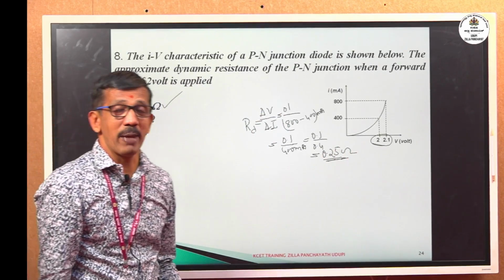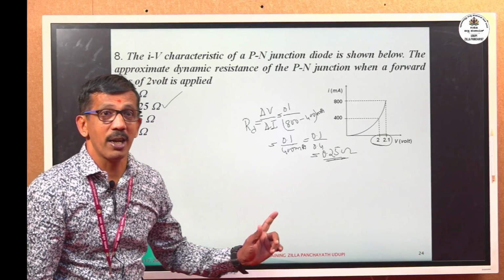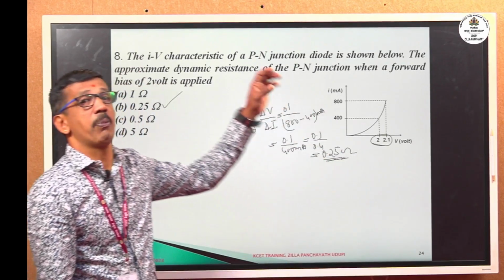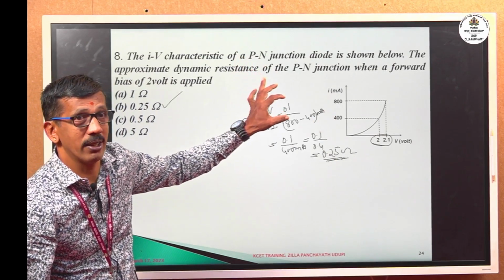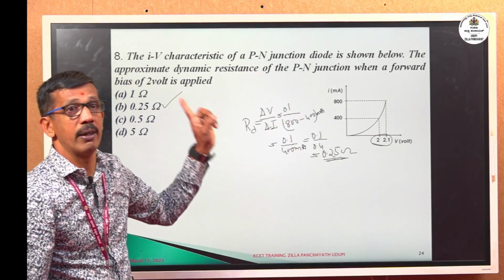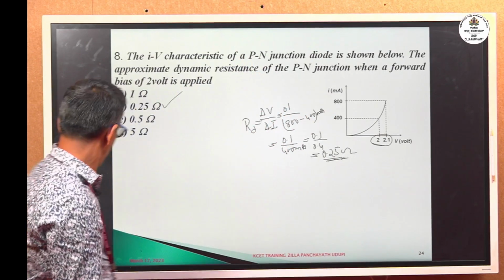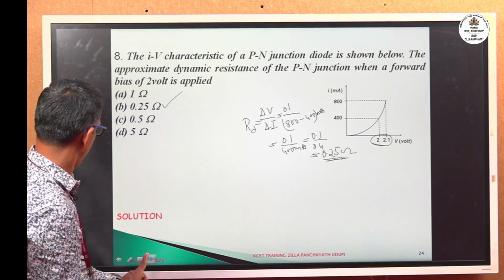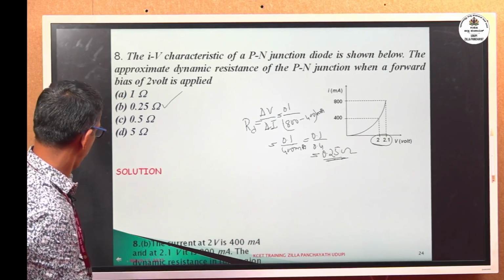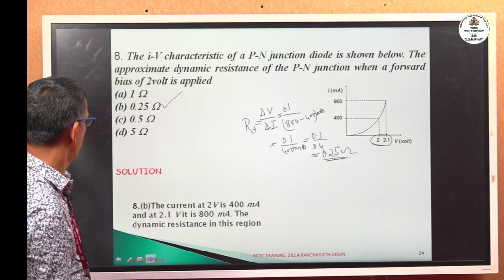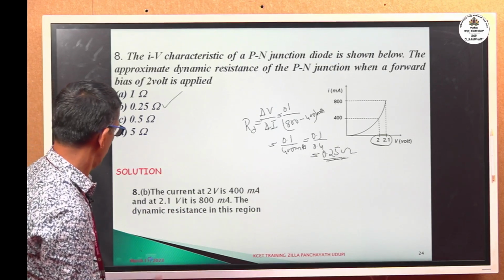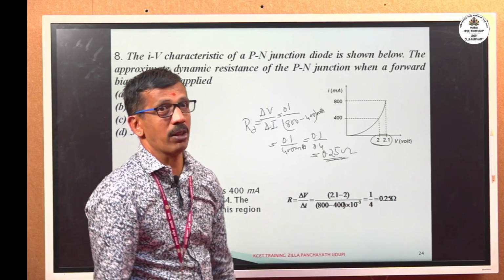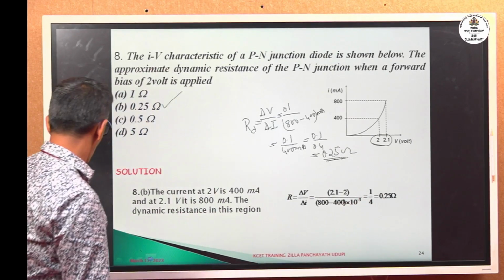Dynamic forward resistance means the ratio of change in forward voltage to the corresponding change in forward current. The ratio is called dynamic forward resistance. Just we see the solution. R is equal to delta V by delta I. The value works out to be 0.25 ohm.